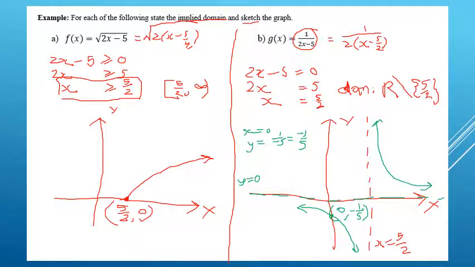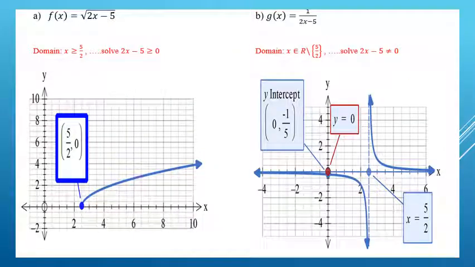So if we go to the next slide, we can see what they should look like, nice and neat. So there's our square root graph on the left. Here we get the implied domain of x is greater than or equal to 5 on 2 by solving that equation, which we did on the previous page. Essentially it's a square root graph that's been translated 5 on 2 units to the right. There is a dilation factor going on here, but when we have the dilation factor inside the square root, that's year 12 work, not year 11.